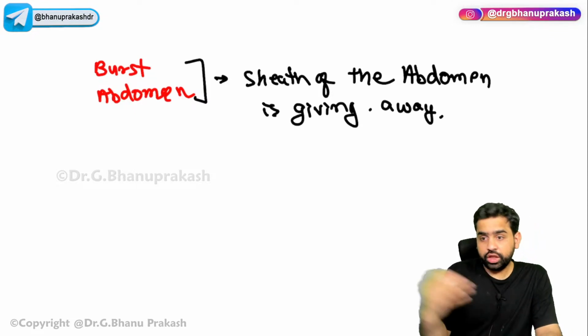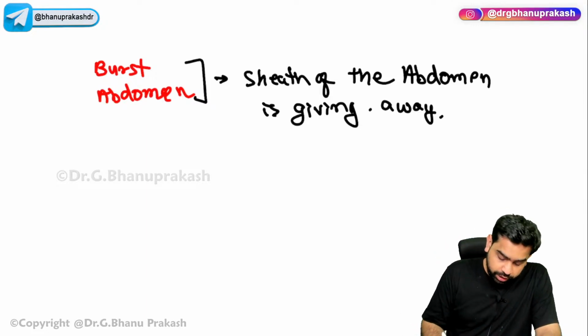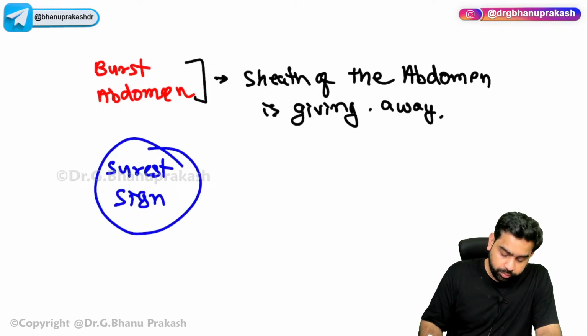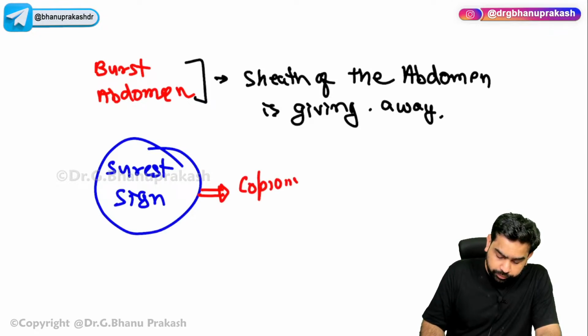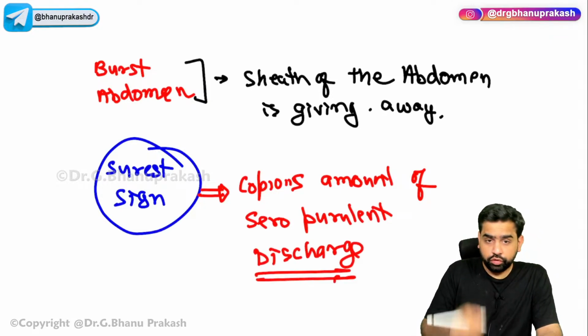Okay, and if the sheath of the abdomen is giving way, what you need to understand is that this is a burst abdomen. Now if I ask you, what is the surest sign of this particular burst abdomen? It is a copious amount of seropurulent discharge which is coming out from that particular abdomen.